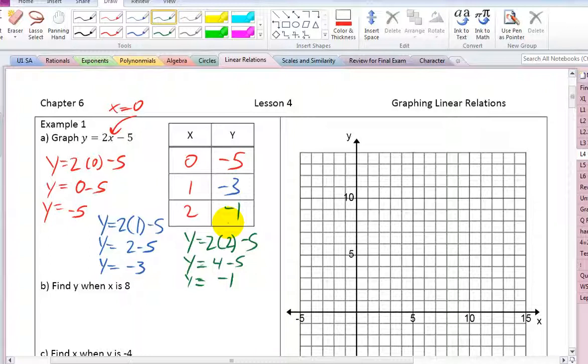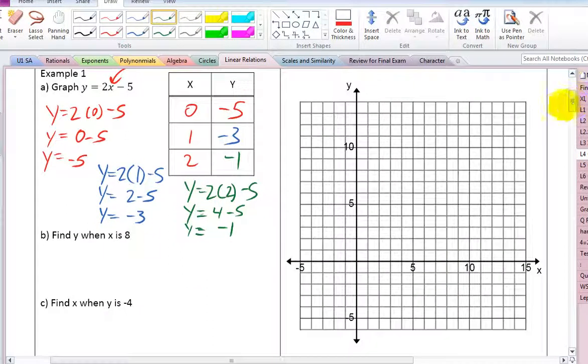You should always do substitution. Don't trust the pattern in case you did something wrong. So your substitution will have to be checked. Now, if there isn't a pattern, then you should check your work because you probably did something wrong. So we can graph that now quite easily. Plot your points, please. 0, -5, way down here. 1, -3, down here. And 2, -1, right there.